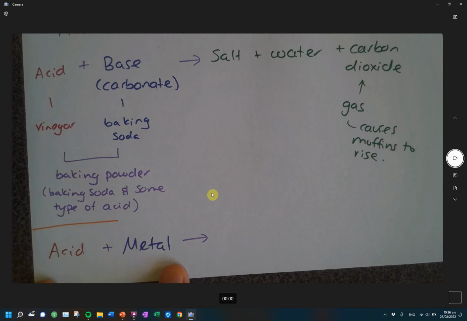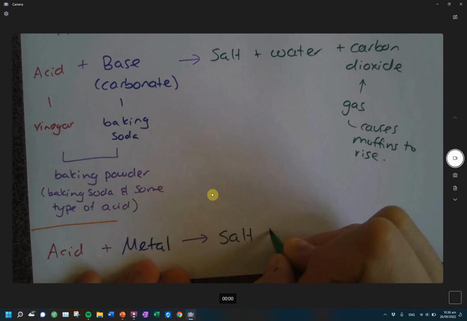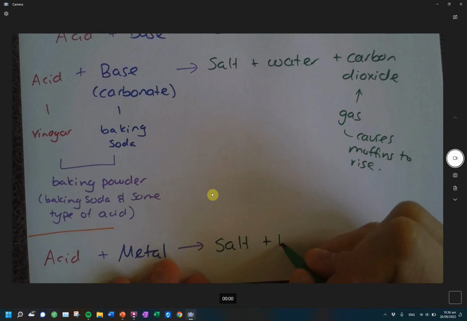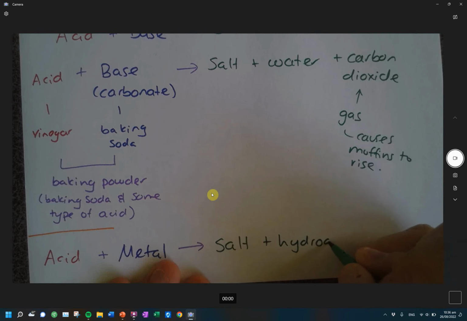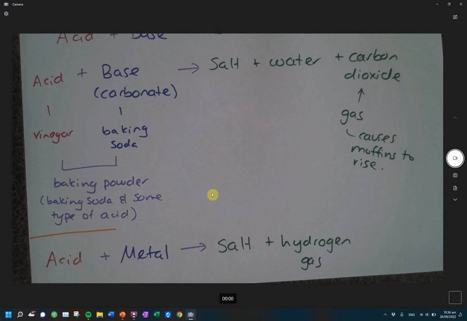When you add an acid and a metal, the metal is going to act like the base. You're going to form a salt, but you're also going to form a slightly different gas. You're going to form hydrogen gas. So you're going to see bubbles again, but it's going to be for a different reason. I just want to point this out so that if you write your discussion, you can explain that.